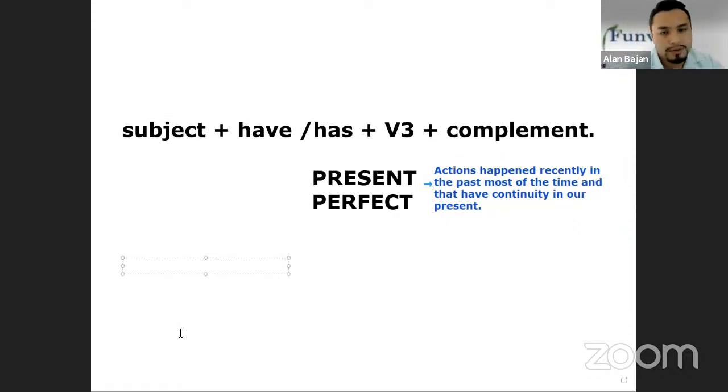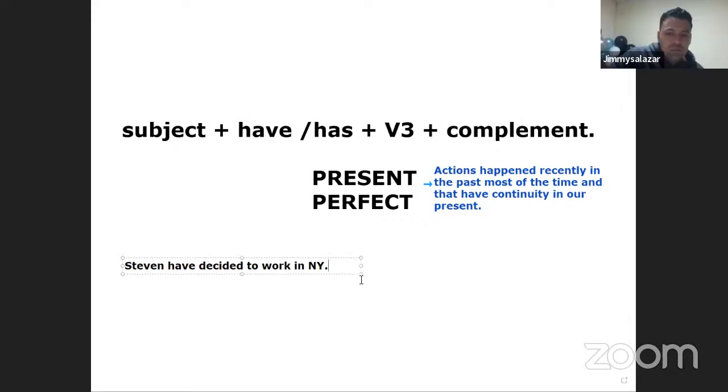Let's continue with one example. Let's see. Steven have, let's use a verb, decide. Steven have decided to work in New York. ¿Cuándo lo decidió? La idea dice que recientemente. Steven ha decidido trabajar en Nueva York.